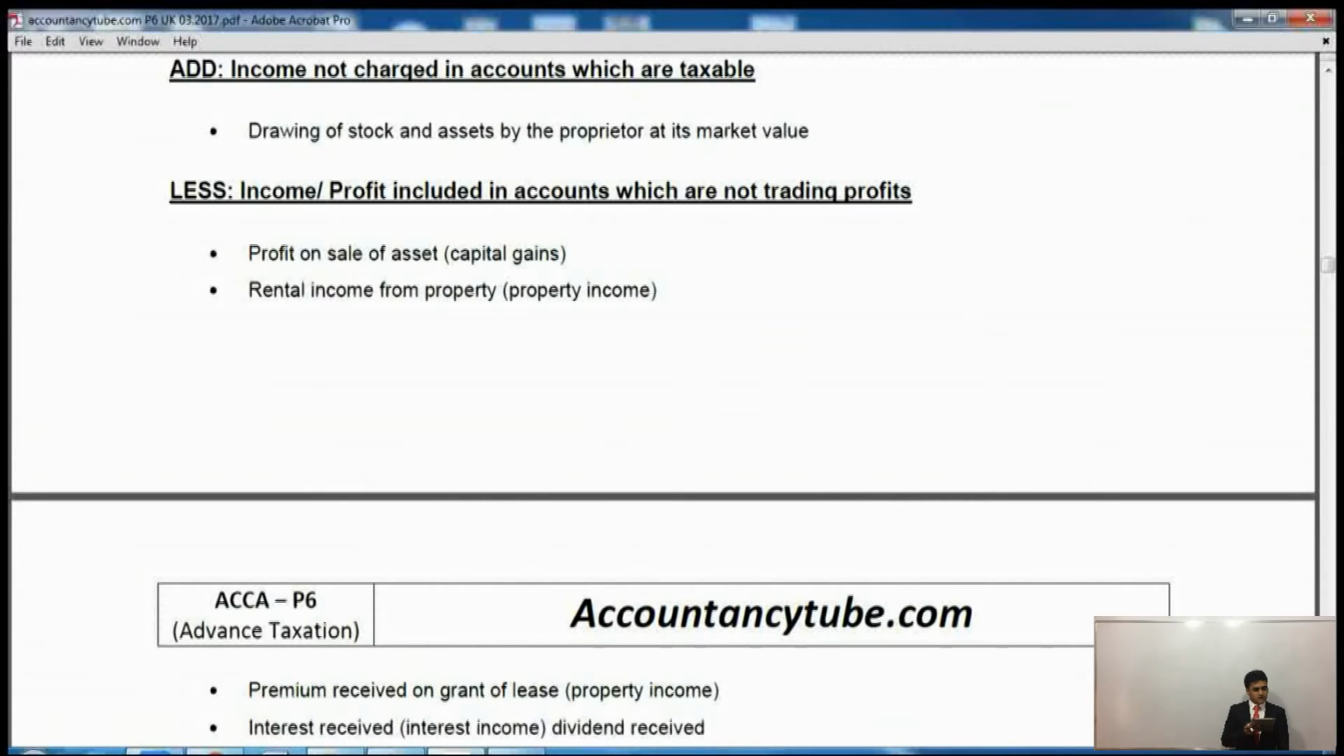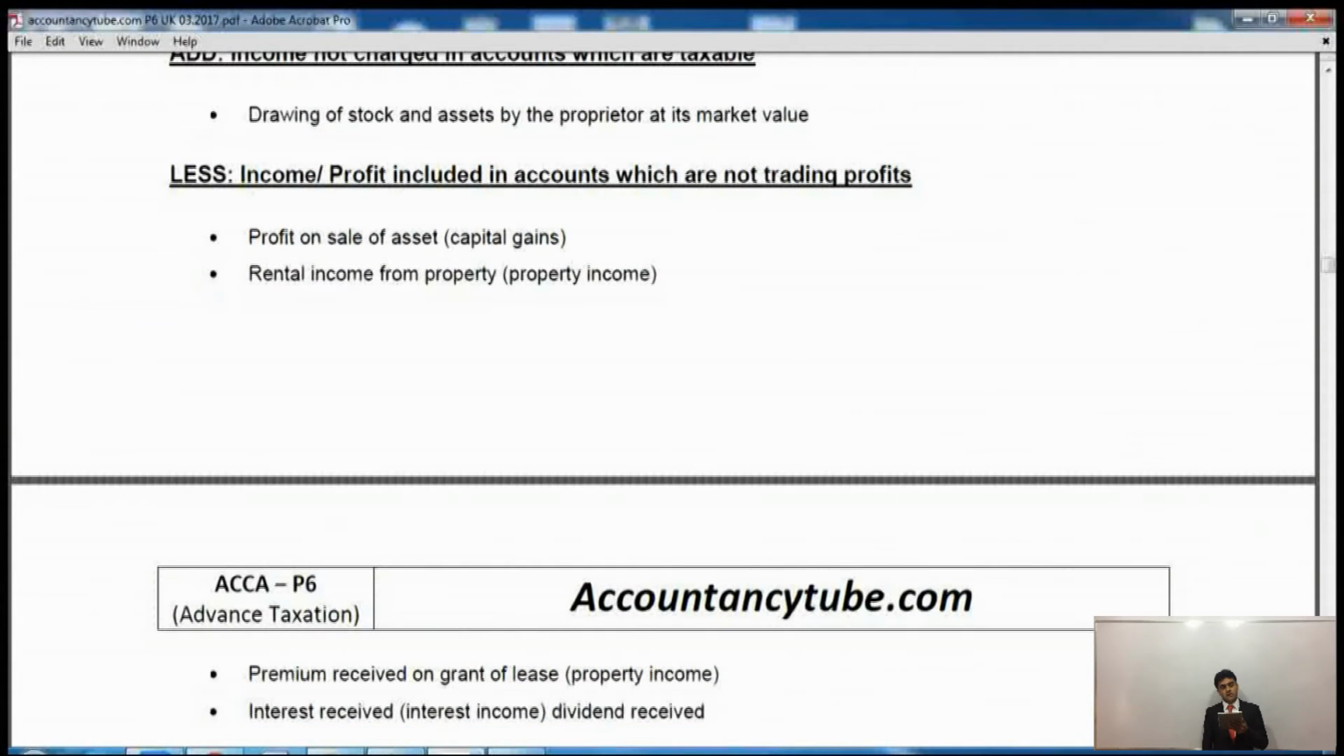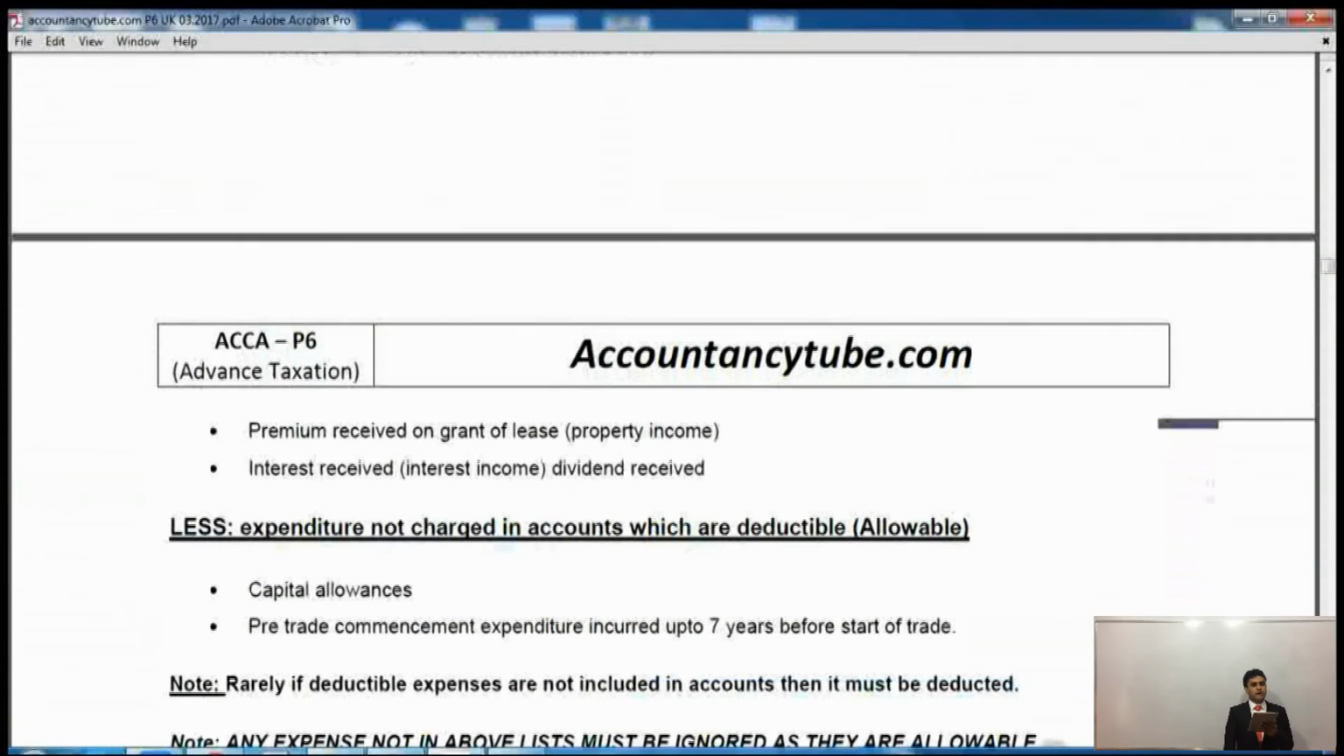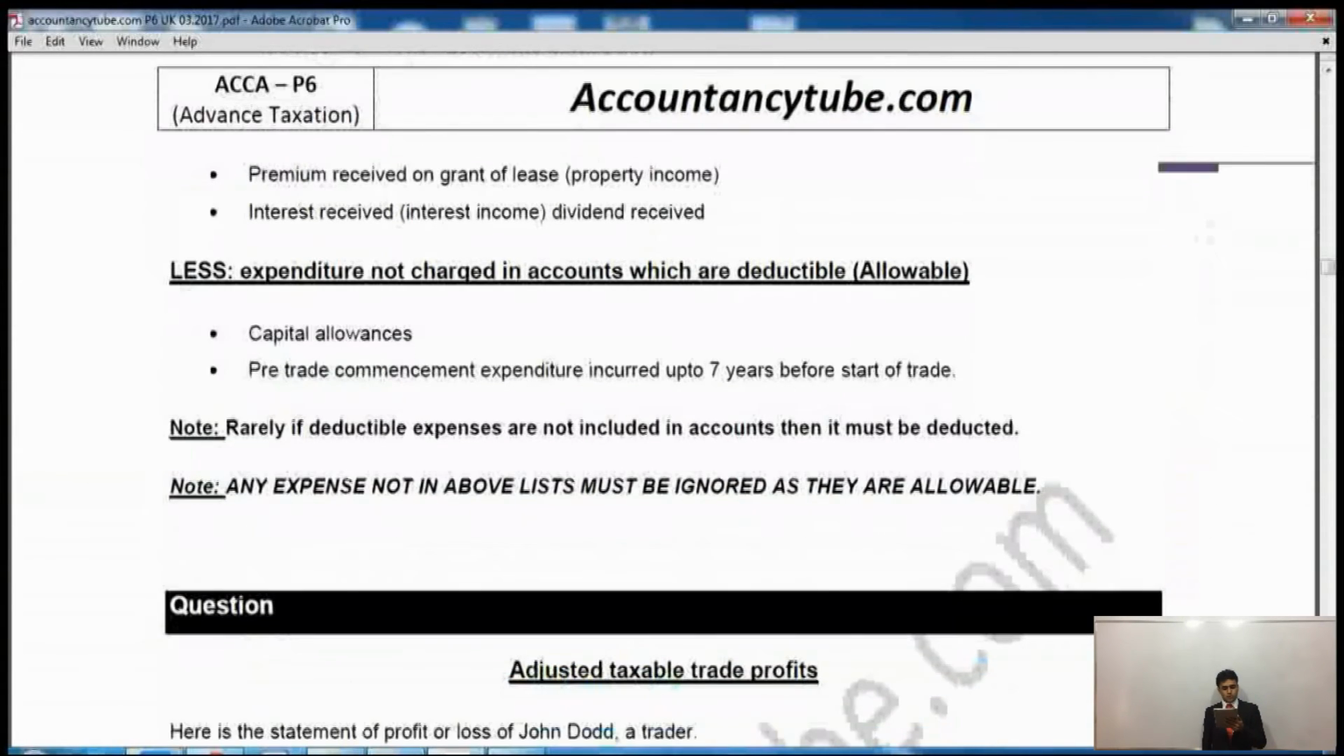What we will deduct out of this is income and profit included in the accounts which are not trading profit. Now these were the things which were included, but we will have to deduct them. The first one is the profit on sale of assets. So if an asset is sold, and if any profit was made, we will deduct that as well. Rental income from property. So if there is any rental income from property, we will deduct that too.